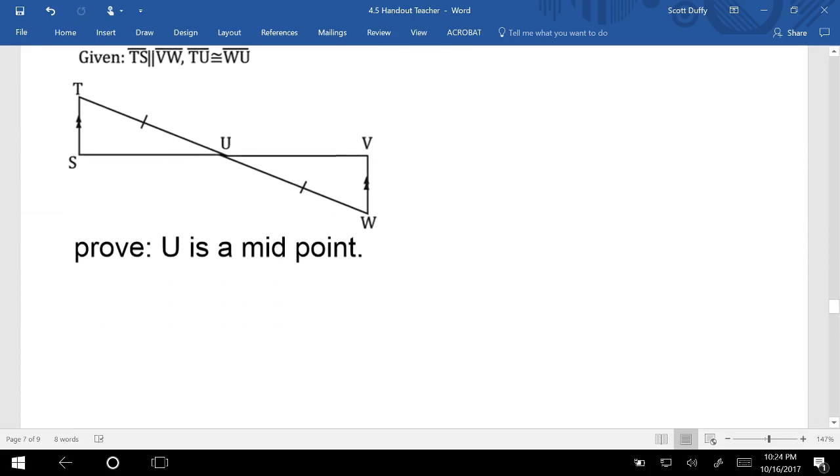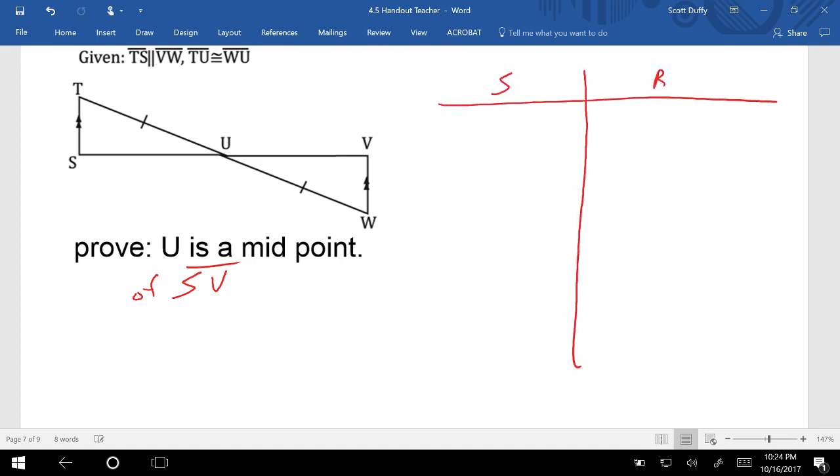Okay, so what this should say is U is a midpoint of SV. So I'm going to try and prove that. Got statements, reasons. Alright, so the first thing that's given is TS is parallel to VW. Anytime that we have parallel lines, you're going to look for alternate interior angles.